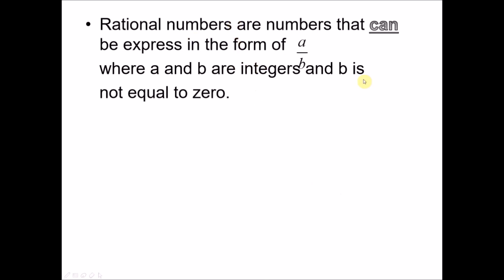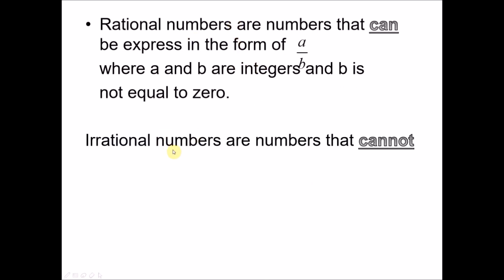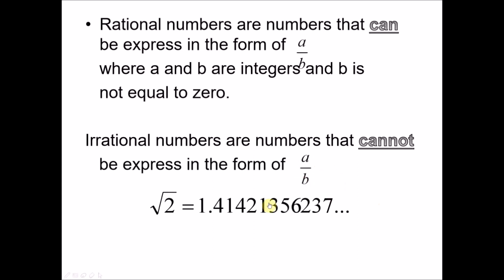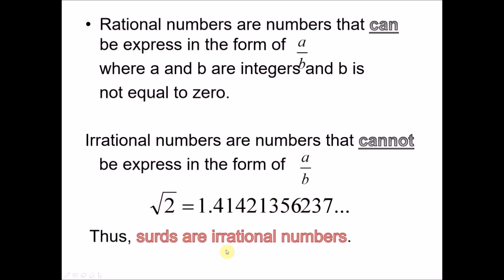So after we understand rational numbers, we look at irrational numbers. Irrational numbers are numbers that cannot be expressed in the form of a fraction. For example, if you have surd 2, since the numbers here are non-repeating, we cannot express this in fraction form. Hence, surds are irrational numbers.